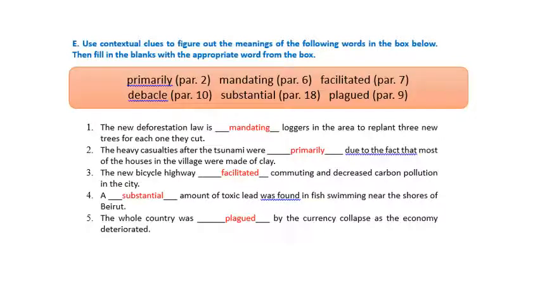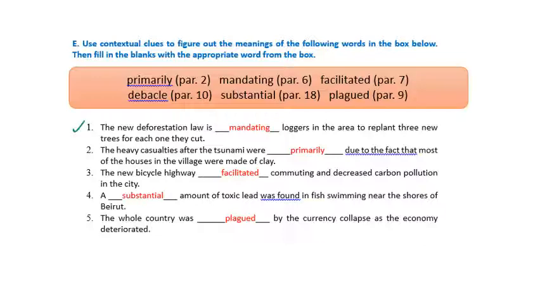Now this brings us to the vocab, the last part of your worksheet. Using contextual clues, you have to go back to the lesson to figure out the meanings of the following words in the box below, then fill in the blanks with the appropriate word from the box.